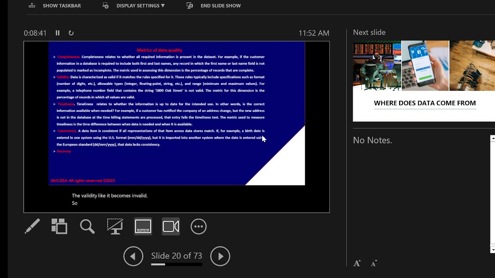So for instance, if we are saying that my data should have just integer strings and so on, maybe minimum and maximum values, and it doesn't have them specified, then it becomes invalid. And there's an example here that I have given, maybe for a telephone number field that contains a string, like you see this one, it has some quotation marks, like 1809 arc string. It's not valid, because the metric for this dimension is the number of records in which all values are valid.